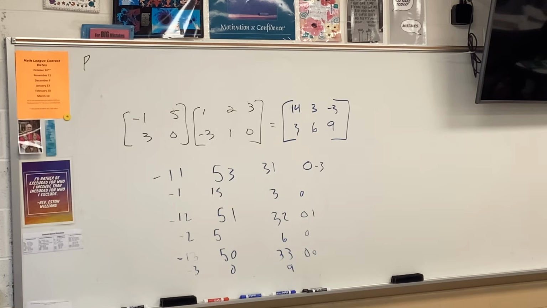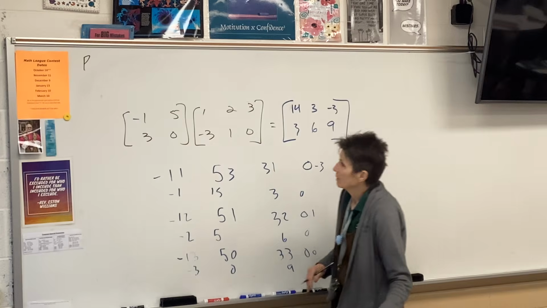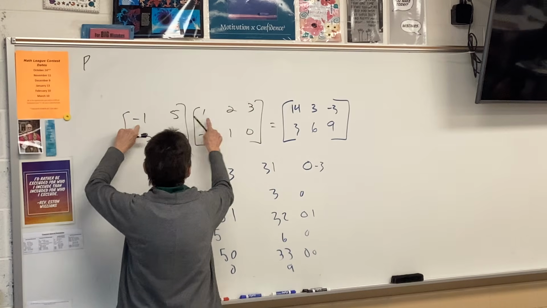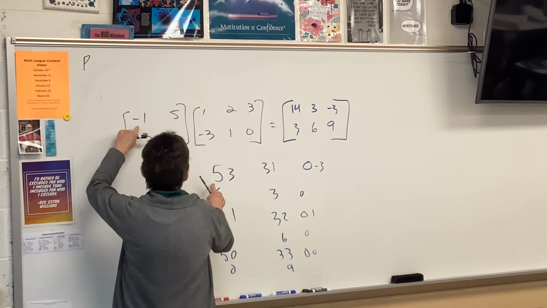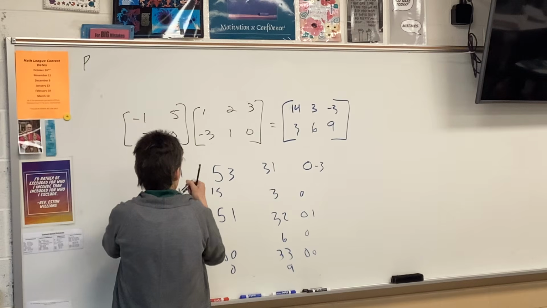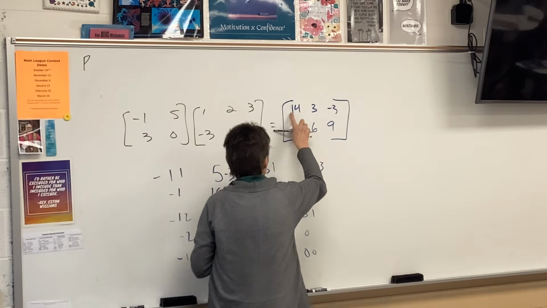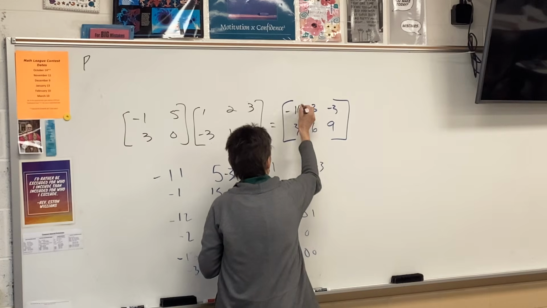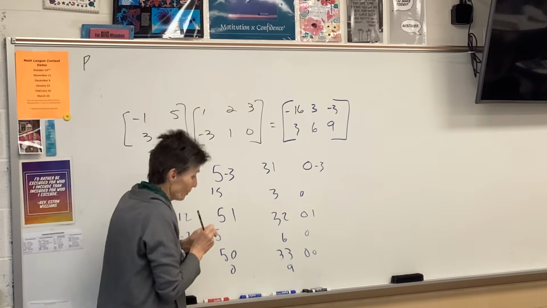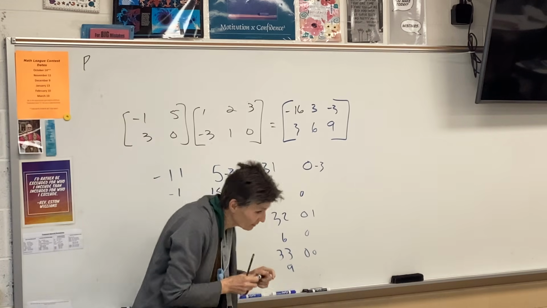Let's see what happens, Greg. When you did row one times column one, you missed this negative right here. I'll catch you. Otherwise, I think it's right. What did the rest of you think?